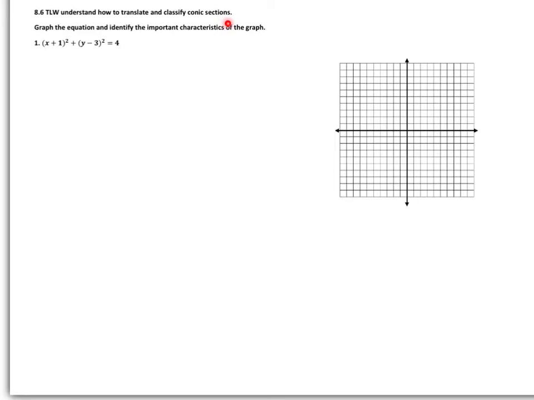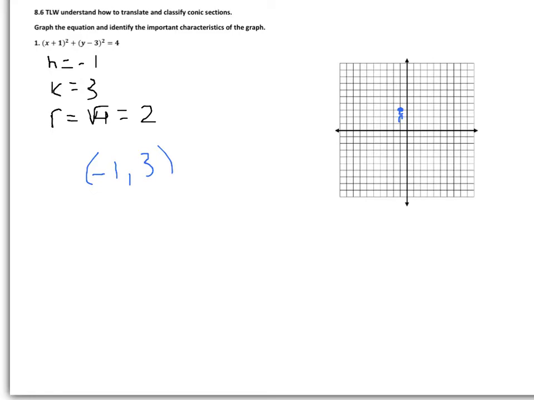Now we need to look and realize, okay, so h equals -1, k equals 3, and the radius is the square root of 4, which is 2. So instead of starting at 0, 0, now you go to the point h comma k. So -1, 3. There's the center, and then a radius of 2.